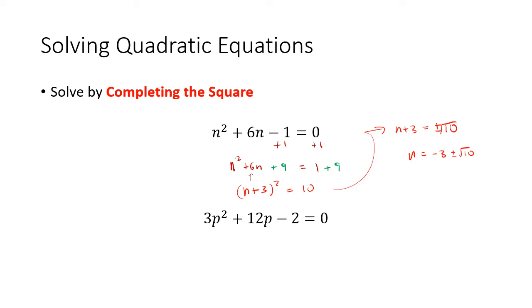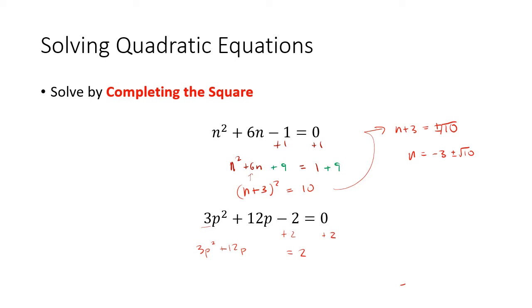Okay, this one here is a little tricky now, because this is no longer a leading coefficient of 1. So this gets more complicated. But we can sort of ignore that there's a 3 there, though we have to get rid of it first. So how do we do that? Well, add 2 to both sides first, get rid of that constant. So we'll have 3p squared plus 12p is equal to 2.